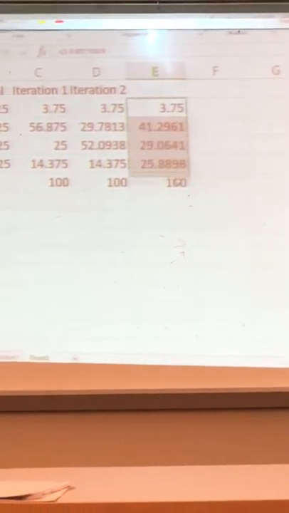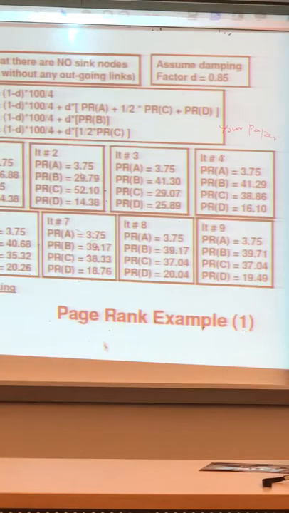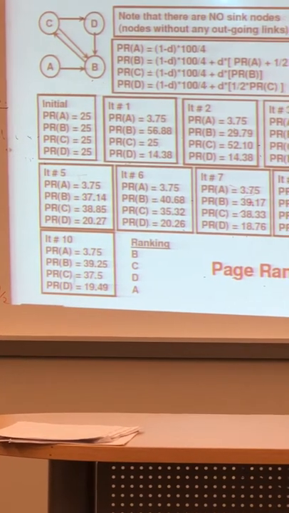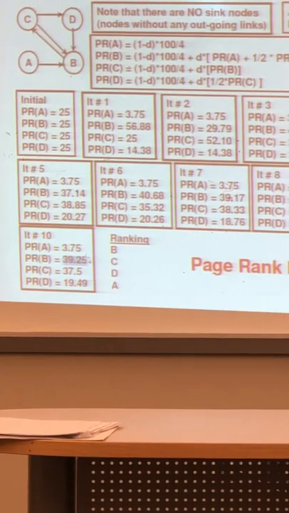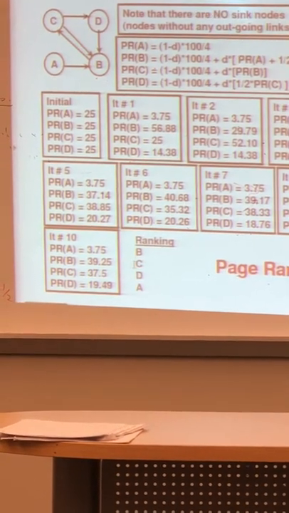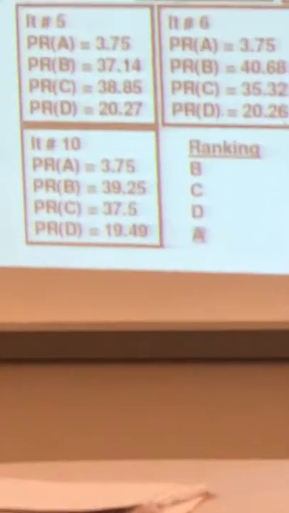Okay? So you can proceed any number of iterations in no time, and the values will keep on getting updated. You can continue until you see the values converging. Typically, I would suggest 10 iterations or so for exam purposes. You can stop at that time, look at the values, and rank the vertices. In this example, page rank of B is largest, 39.25, so it's ranked first. Then C is 37.5, so that's ranked after B. Then D is ranked after that, then A.